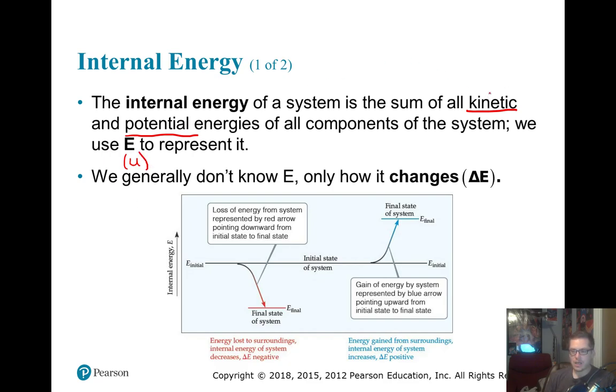Now remember, kinetic is the energy of motion. And then potential energy is a whole slew of different types of energies. We could be talking about gravitational potential energy, how far above the ground we are. We could talk about elastic potential energy if you've stretched a spring or something like that. And then we could also talk about chemical potential energy, the energy held within bonds, and so forth. So internal energy is the sum of all of those energies that are going on.